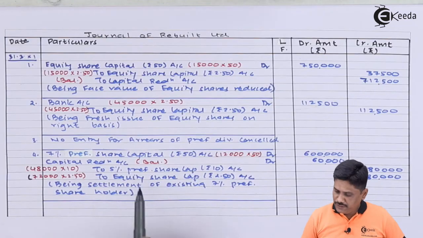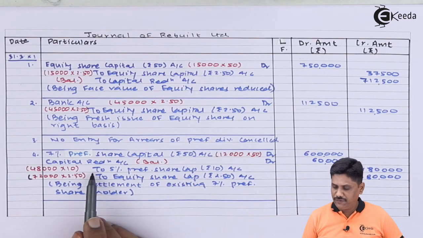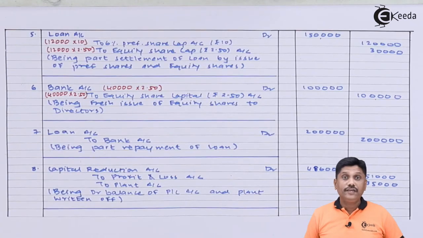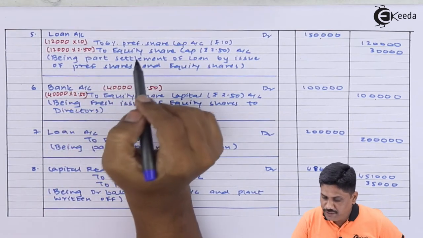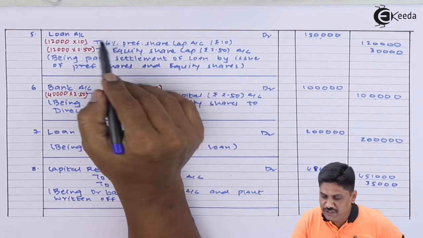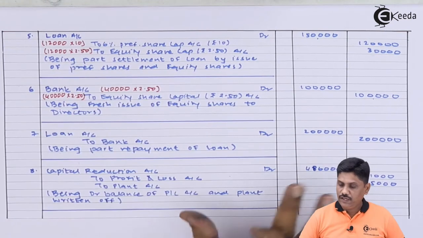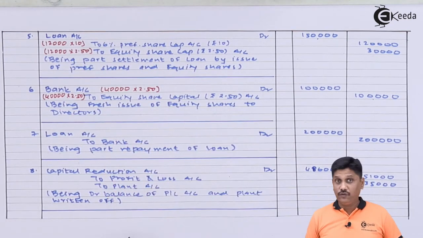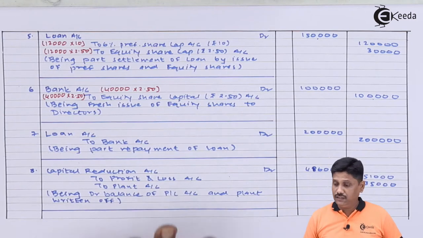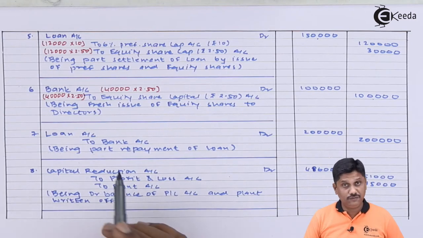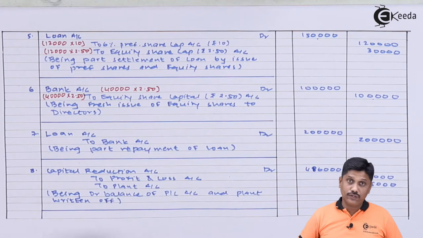You can notice, student, here we have issued 48,000 preference shares of 10 each. Next, in entry number 5, we also issued preference shares in settlement of loan, 12,000. There is no use of the preference share capital account anywhere further. So my calculation for preference shares will end here. I need to work out the total.